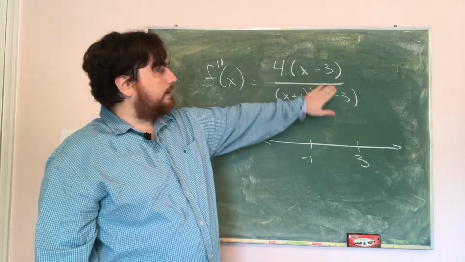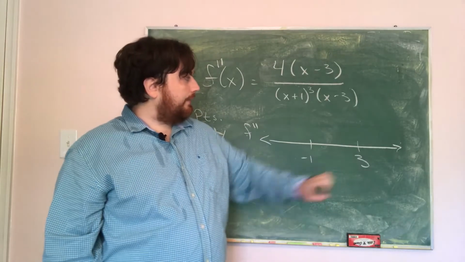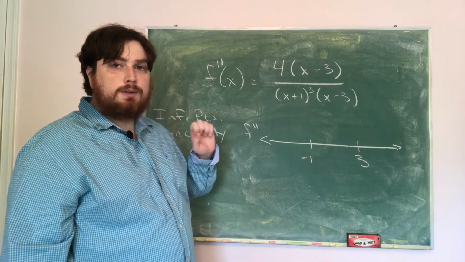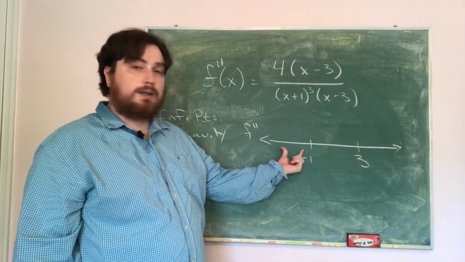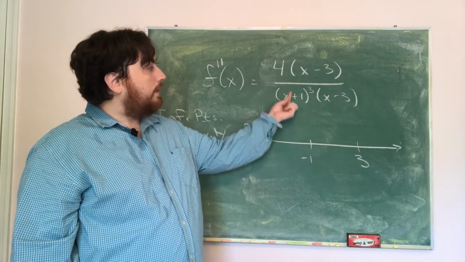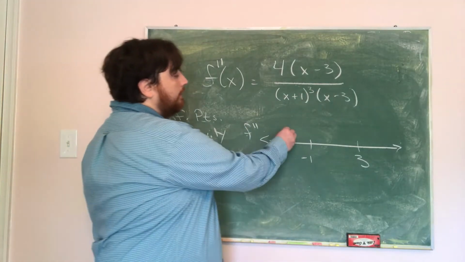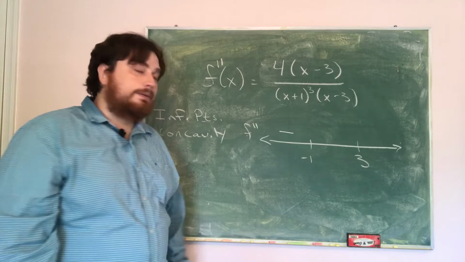Again, I'm going to note that this is always 1 as long as x is not 3. So I'm just going to be plugging it into 4 over (x plus 1) cubed. If I pick something like negative 2, I get 4 over negative 1 cubed. Negative 1 cubed is negative, so positive over negative is negative.